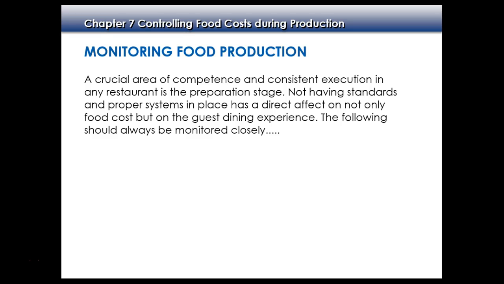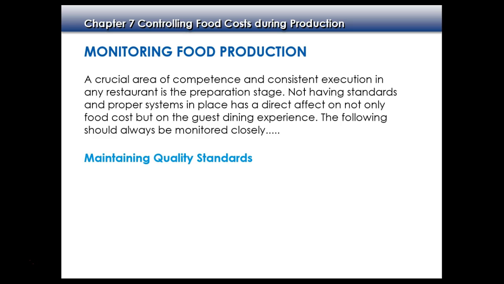So, monitoring the food production. A critical area of competence and consistent execution in any restaurant is the preparation stage. Not having consistent standards and proper systems in place has a direct effect not only on your food cost, but also on your guest dining experience. Some things you need to monitor closely in the food production area.